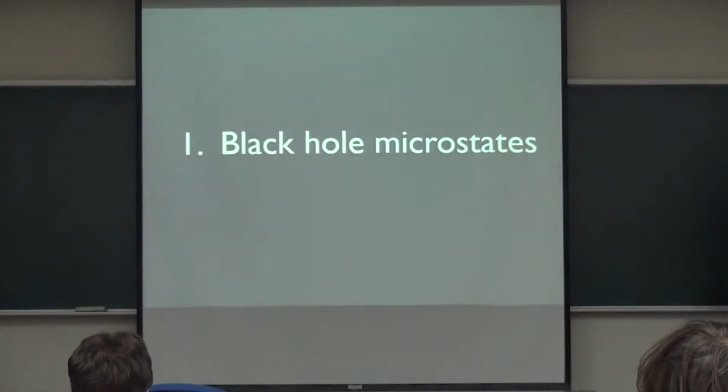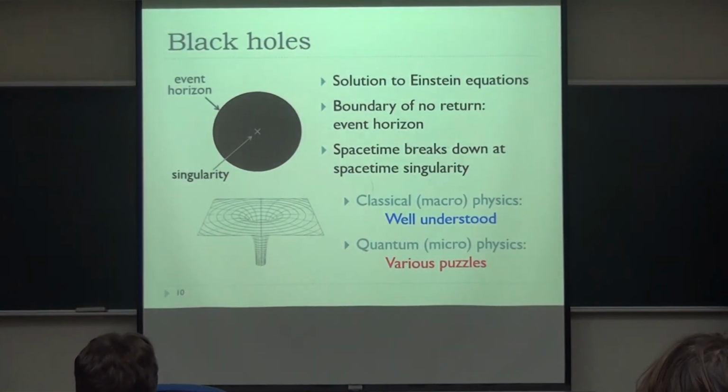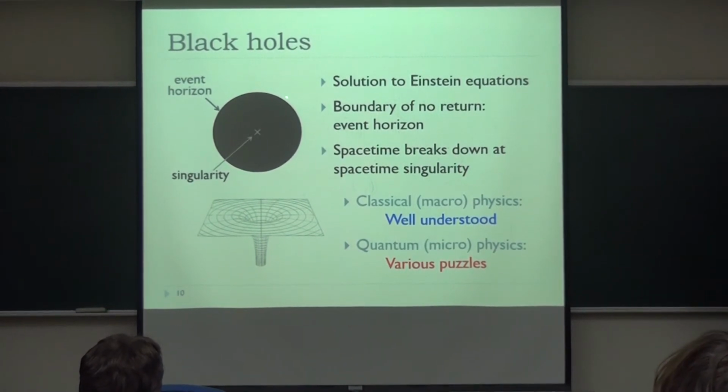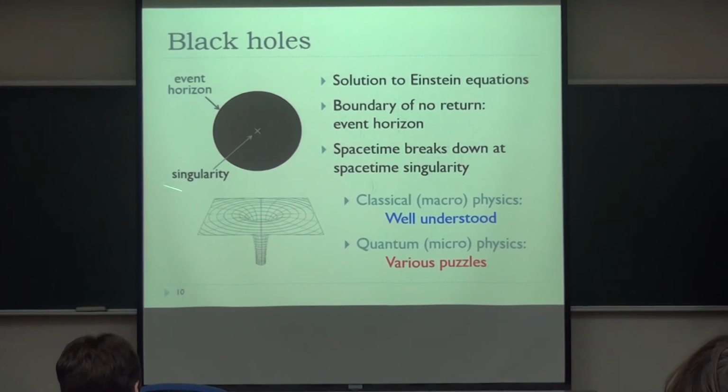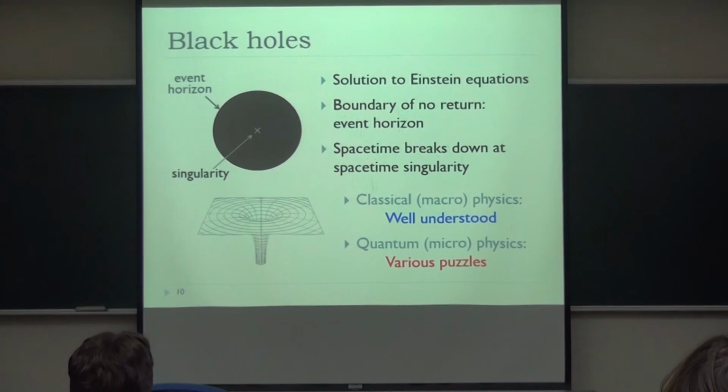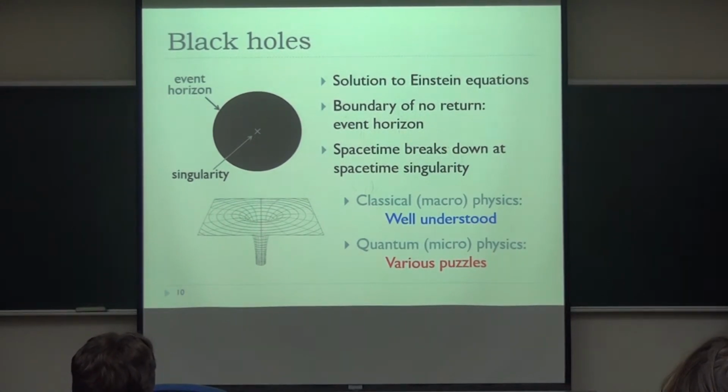So black hole microstates, that's the first thing. The black holes are, as you know, this kind of thing with an event horizon and empty space inside, except for a singularity here. It's a solution to the Einstein equations, and the event horizon is here. The space-time singularity is where the space-time description breaks down. We know this, and the classical aspects of black holes are really well understood.